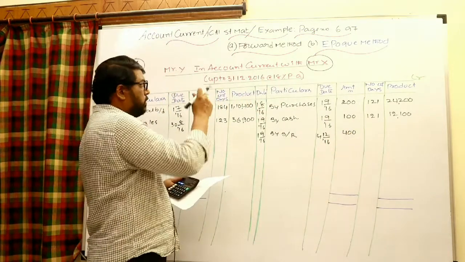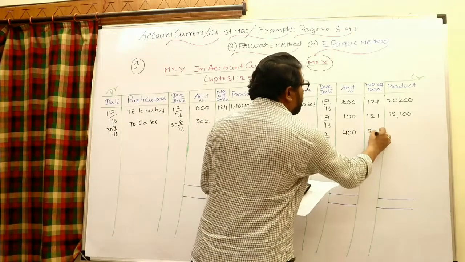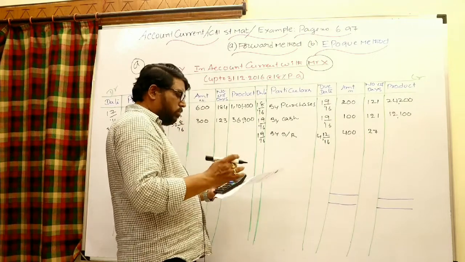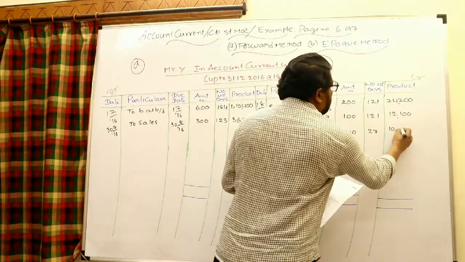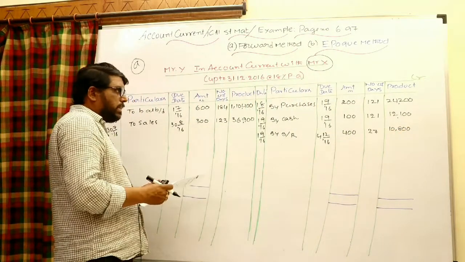December 4th to December 31st, number of days 27. 400 into 27, 10,800. Okay, so that's all. No more items. All the transactions are completed.